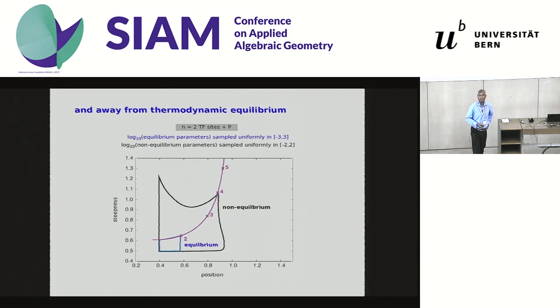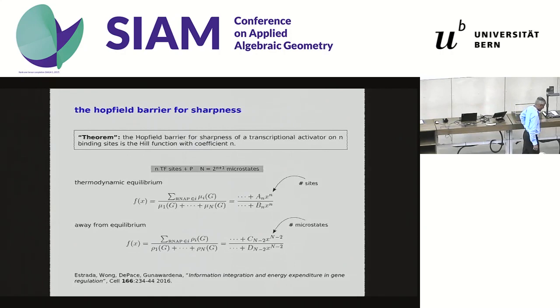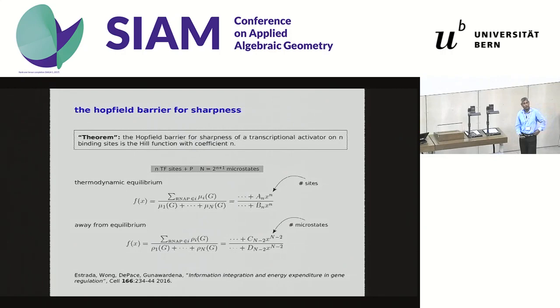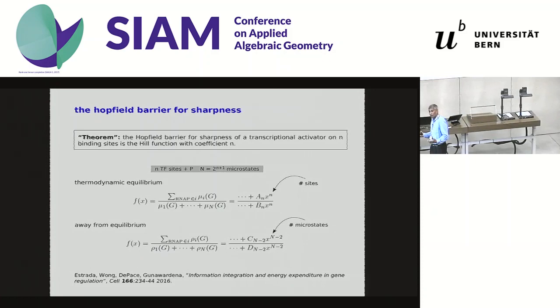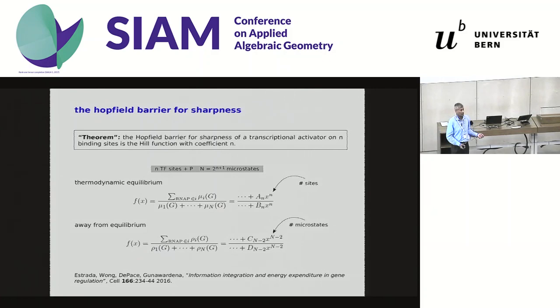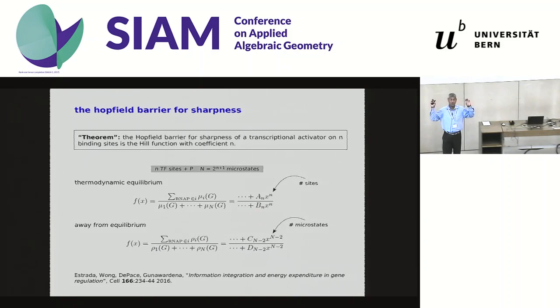So what we find here is that there is indeed a Hopfield barrier for sharpness. And it turns out that if you have a transcriptional activator on N sites, then the Hopfield barrier for sharpness is the Hill function with coefficient N. So the Hill function, which was just something we use to fit the data, re-emerges as a Hopfield barrier. Now, I put the theorem in quotation marks because we're still struggling to prove this. It's horrible. And I think we need some new ideas to actually try and pin this down.